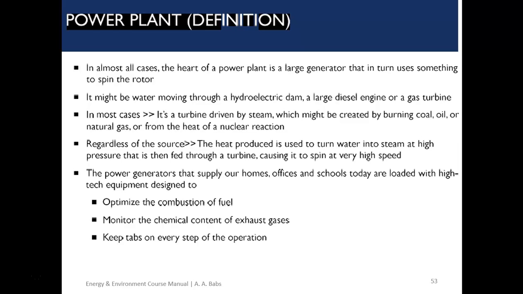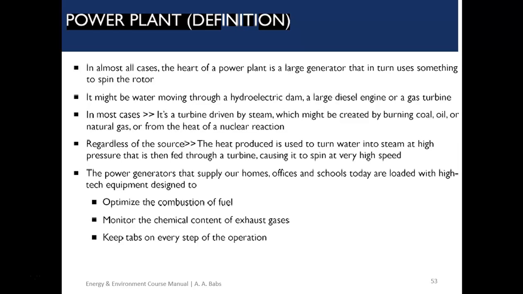Sometimes it might be water moving through a hydroelectric dam or a large diesel engine or a gas turbine. In many cases, it's a turbine driven by steam, which might be created by burning coal, oil, or natural gas, or probably from the heat of a nuclear reaction. Regardless of the source, the heat produced is used to turn water into steam at high pressure that is then fed through a turbine, causing it to spin at very high speed.